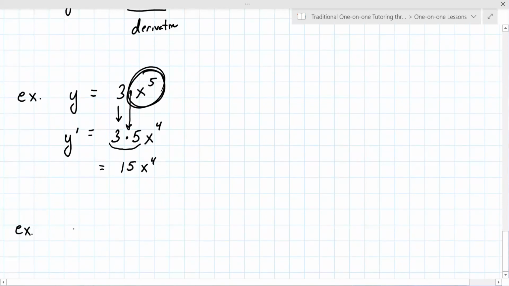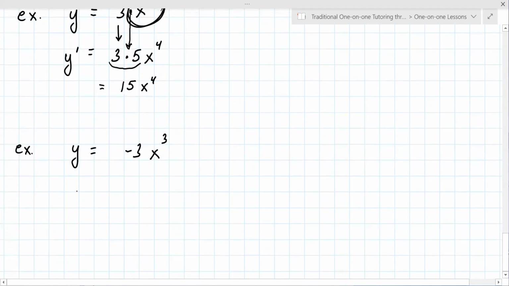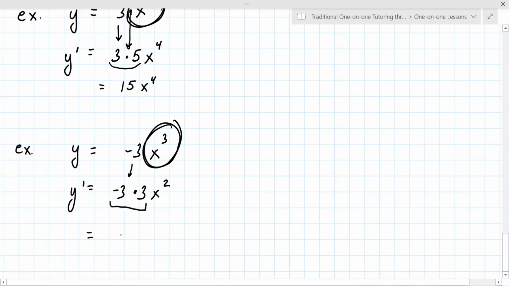Let's do another example. Let's say y equals -3x to the 3rd. What is the derivative? You bring the -3 down, and then you figure out the derivative of this. That's 3x squared. So you multiply these together, and you get -9x squared. Is that okay?